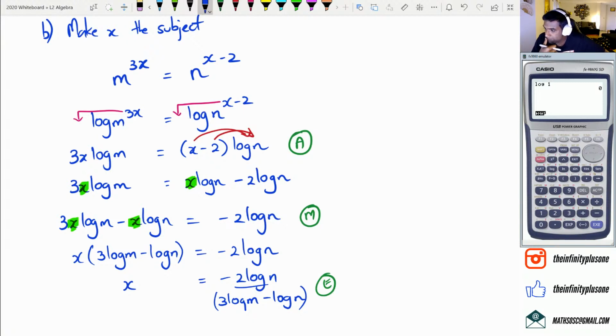How do we know that this is a log question? Because we're dealing with x's and they are in the powers, and you're trying to bring the power down to make x the subject. So you've got to actually use logs for that.